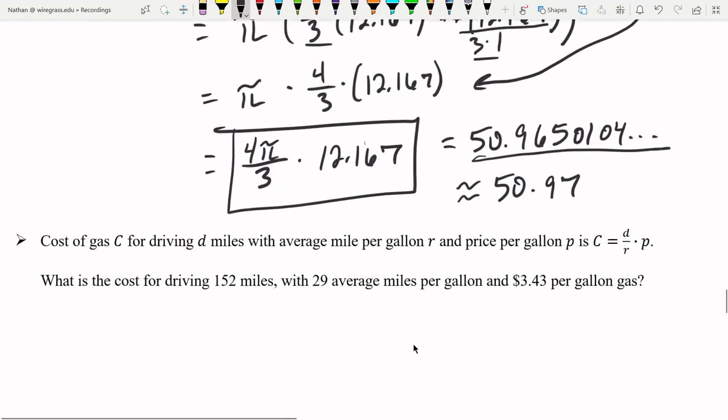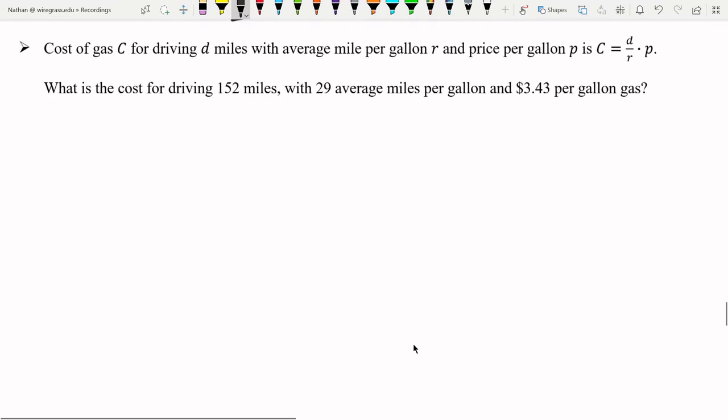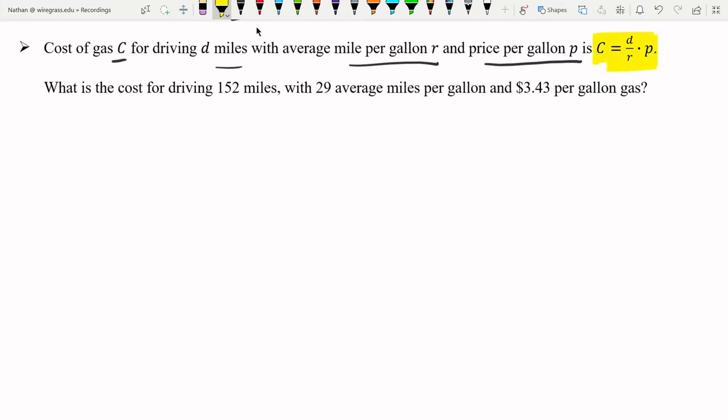Okay, another formula that we can have is the cost of gas. The cost of gas C, if we are driving D miles, with an average miles per gallon rate R that your car gets, and with a price per gallon P, is this formula right here. C equals D over R times P.